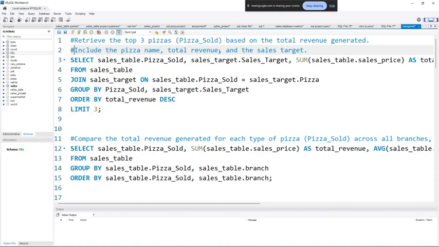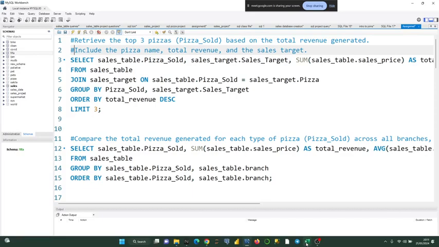Now, look at the question again. Retrieve the top three pizzas sold based on the total revenue generated. Include the pizza name. This is what they want to see now. They want to see the pizza name, the total revenue, and the sales target.